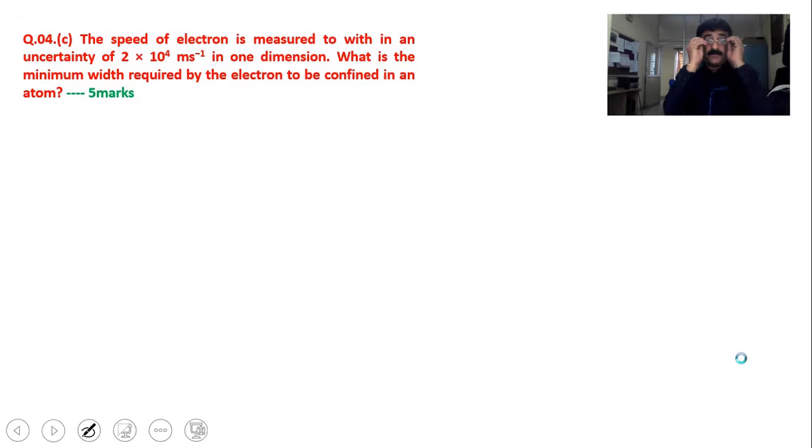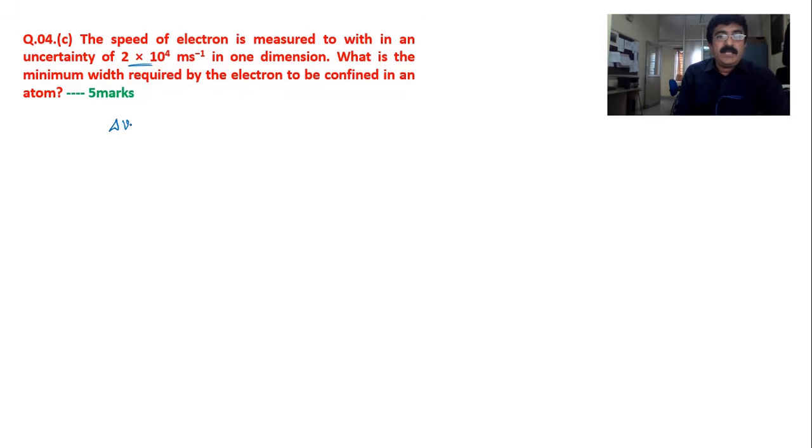Now comes the numerical problem. Speed of an electron is measured within an uncertainty of 2 into 10 power 4. That means delta v is equal to 2 into 10 to the power of 4 meter per second in one dimension. What is the minimum width, that is delta x?